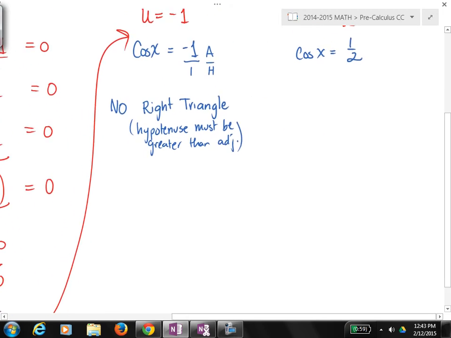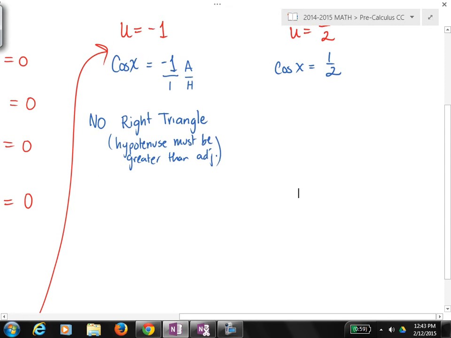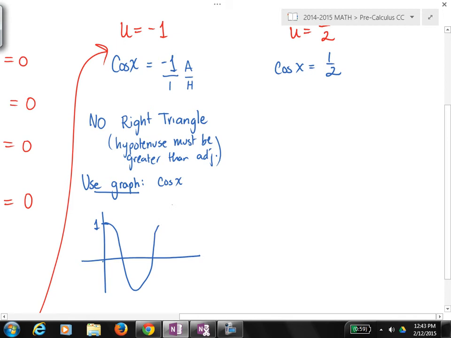Alright, so how do we solve it then? Instead, we're going to use the parent function graph for cosine of x. Where does cosine start off at, 0 or 1? At 1. Remember, it does this. I'll do a better graph.